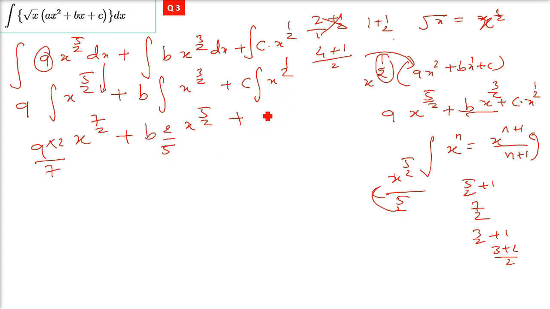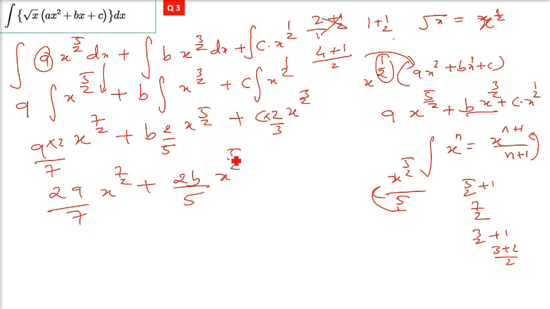Now this one, x to the power half plus 1 is x to the 3 by 2. So we have just done 3 by 2. 3 by 2 in the denominator goes up, it will be 2 by 3. So what will be the final term? 2a by 7 x to the power 7 by 2 plus 2b by 5 x to the power 5 by 2. And then we have plus twice of c by 3 x to the power 3 by 2.